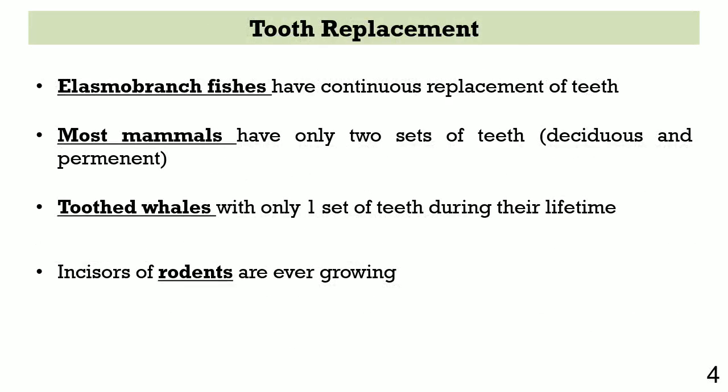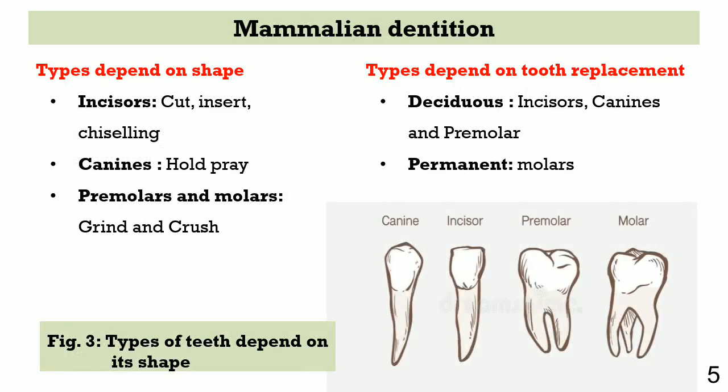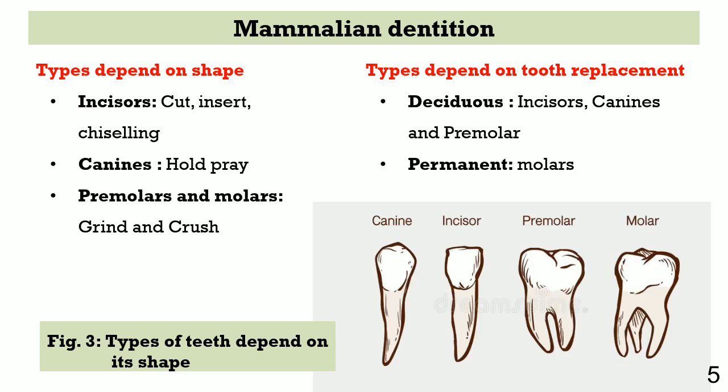Tooth replacement. Elasmobranch fishes have continuous replacement of teeth. Most mammals have only two sets of teeth, deciduous, meaning milk teeth, and permanent teeth. Toothed whales have only one set of teeth during their entire lifetime. Incisors of rodents are ever growing, meaning continuously growing. The mammalian dentition types depend on the shape.